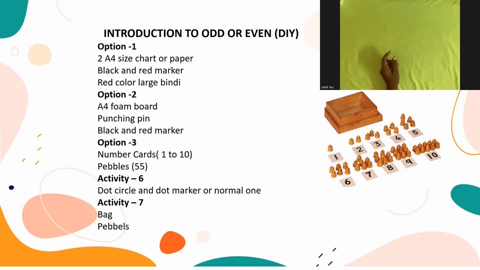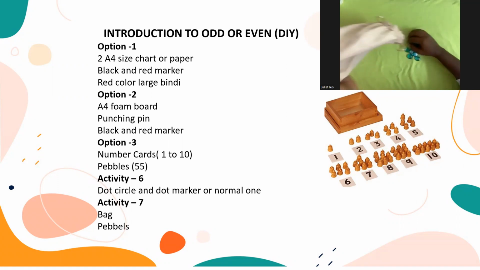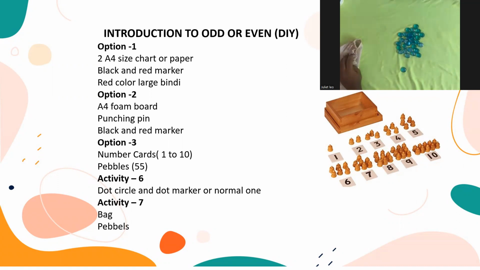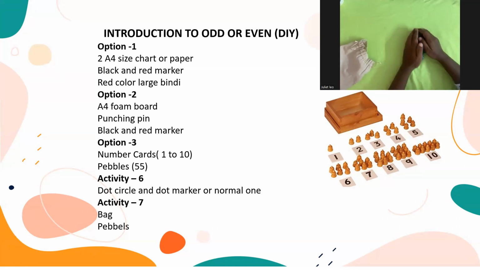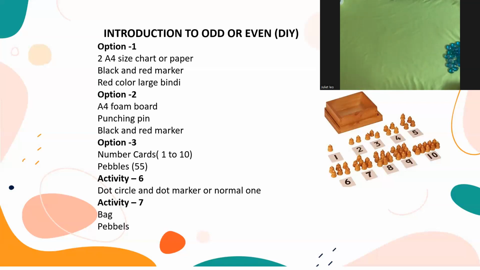Okay. And another kind of activity will be number cards along with the pepper. I have taken the 55 pepper, 55 number, along with the number cards. Using the same kind of objects, it is much better to arrange the odd or even concept. First I will show the numbers 1, 2, 3. We need to arrange the numbers 1, 2, 3 up to 10.